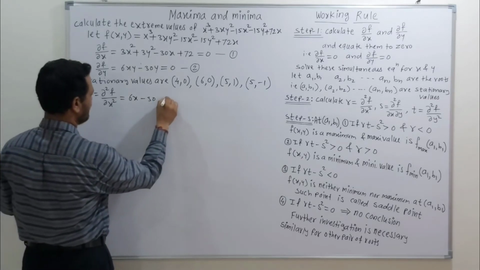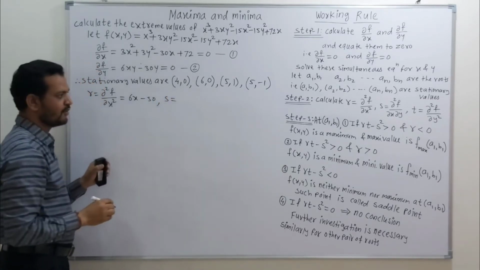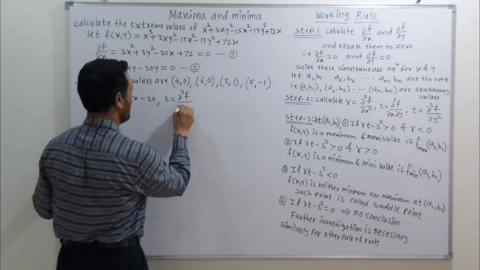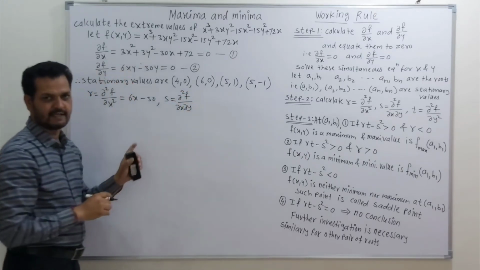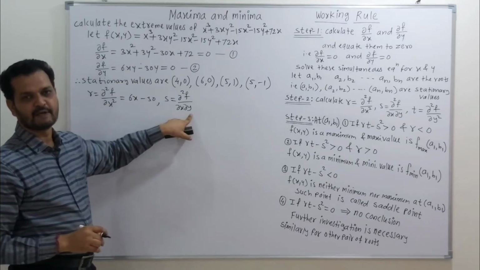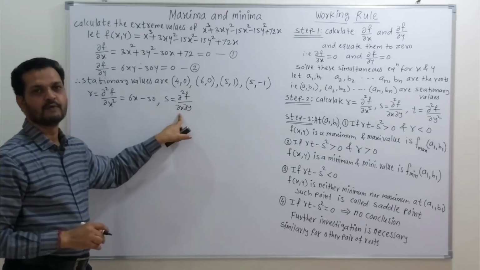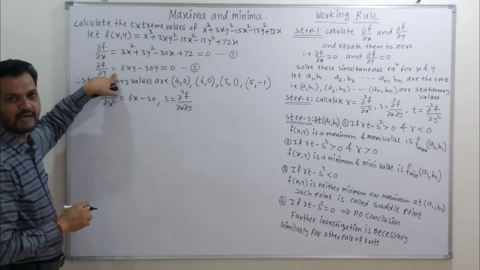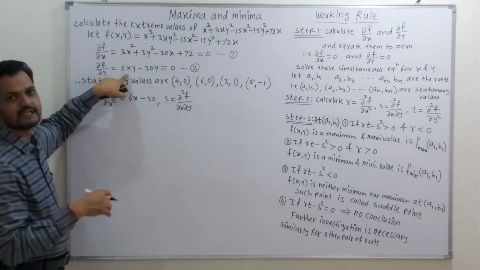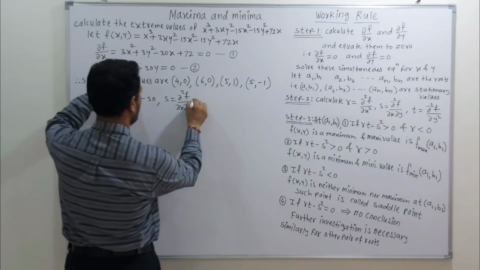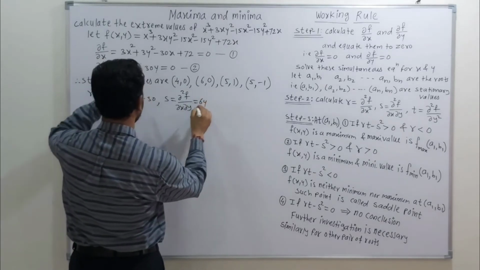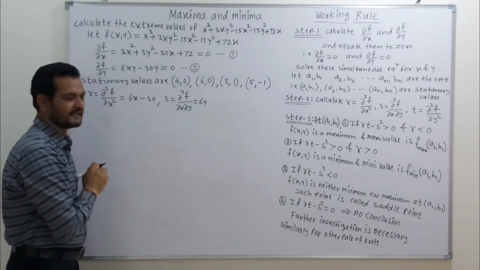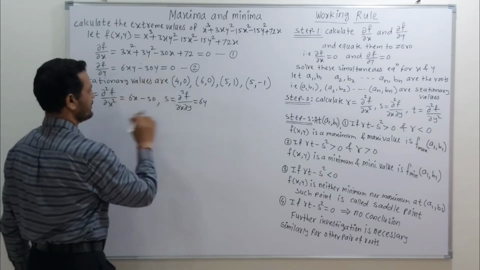Then we can calculate the value of s. The meaning of s is the second order partial derivative of f with respect to y and x. That means first take the derivative with respect to y, then take the derivative with respect to x. Here the partial derivative of f with respect to y is already known. So take its derivative with respect to x. This value is 6y. This is the only term having a value, 6y, and this is a constant term.